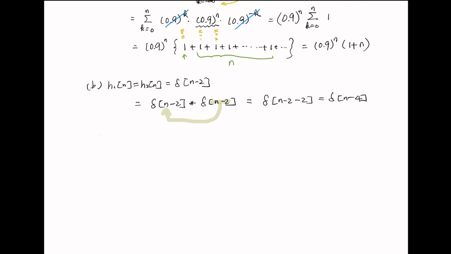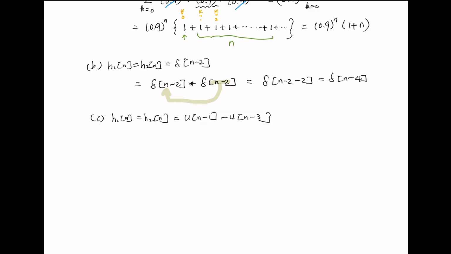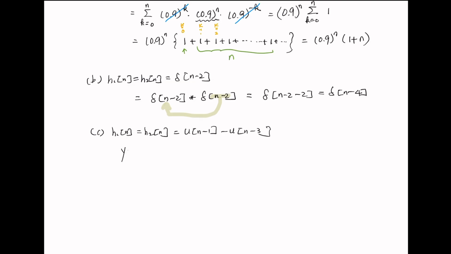And for part C, we have h1 of n equals h2 of n equals u of n minus 1 minus u of n minus 3. If you are using the definition, y of n equals the summation k goes from negative infinity to positive infinity of u of k minus 1 minus u of k minus 3, times u of n minus k minus 1 minus u of n minus k minus 3.